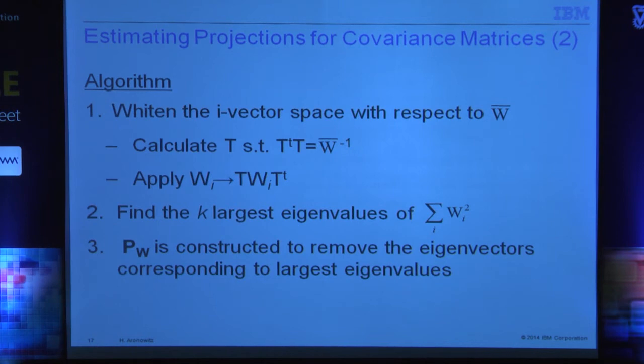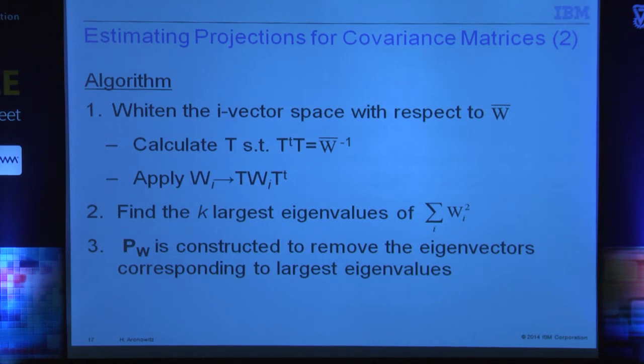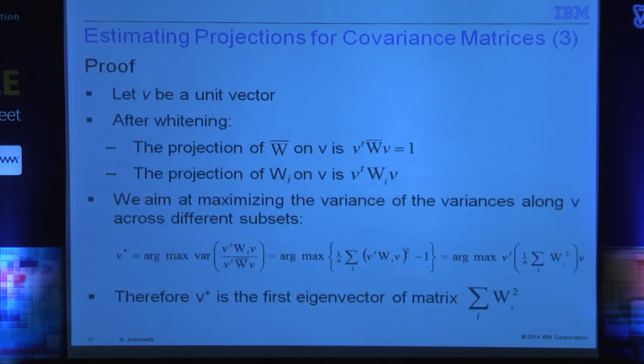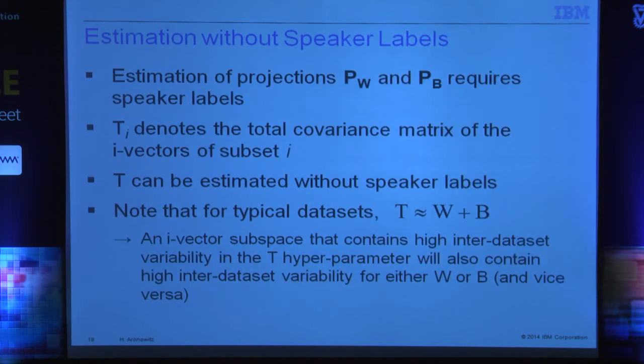Basically, it's very similar to PCA. We find eigenvectors, but we don't do this on the W's. We do it on the sum of the W_i squares. The reason it's done this way is written in this proof, but of course, we won't go over the proof.